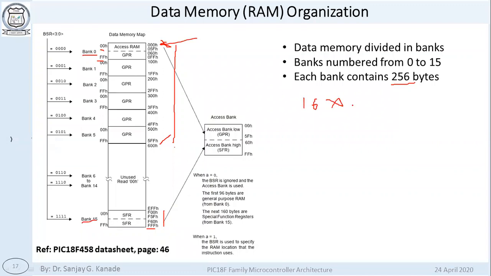In each bank you have 256 bytes. If you calculate this, you will get 4096. So this is how the 4K memory is. However, in our PIC18F458 microcontroller, bank 6 to bank 14 are not available. This memory is unused, and if you try to read anything from here, you will get only 0.